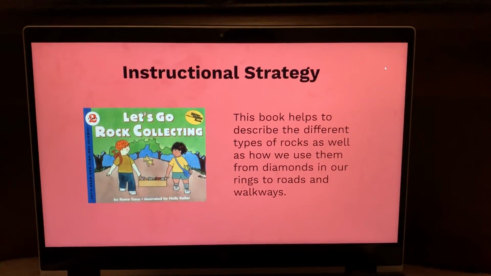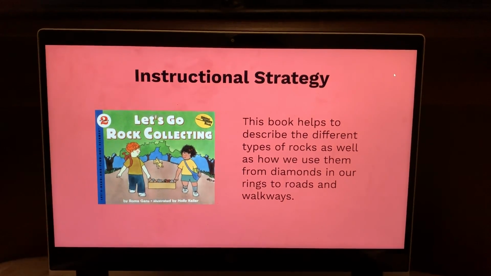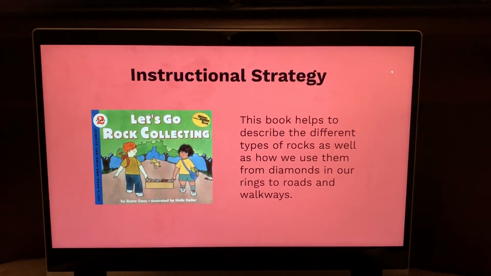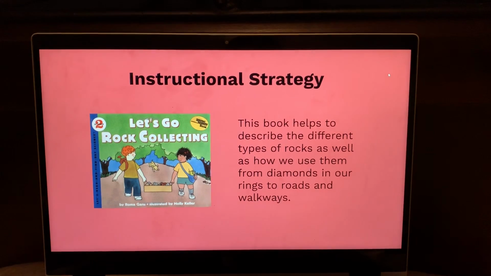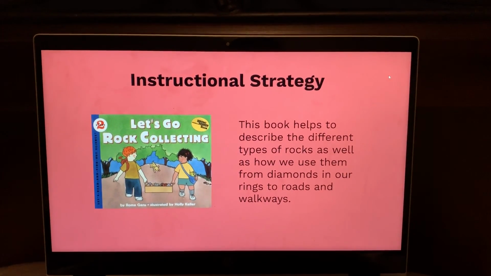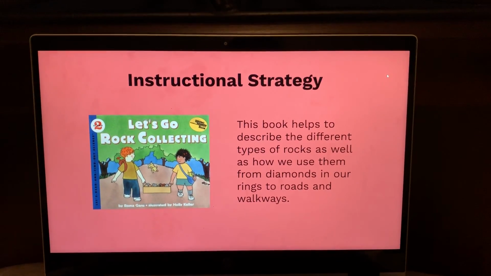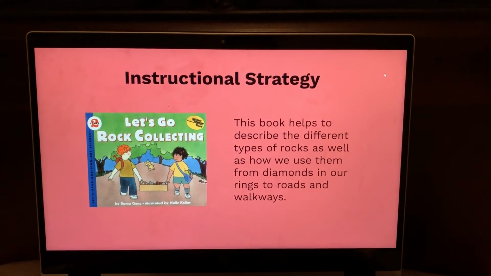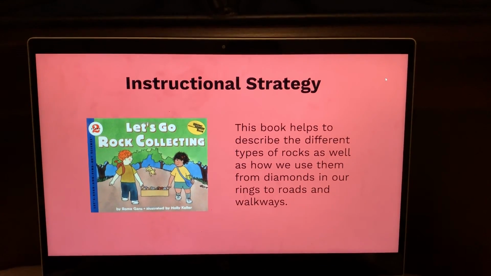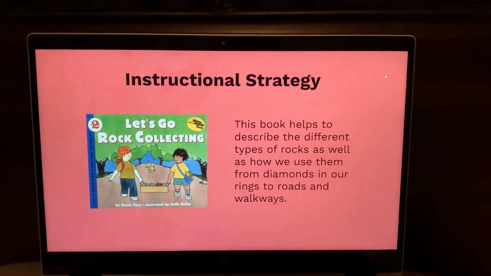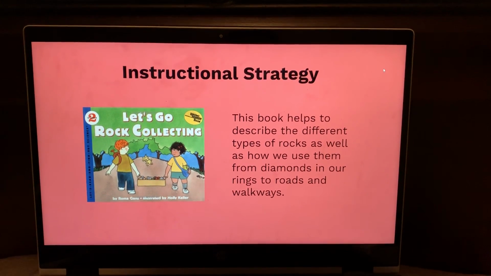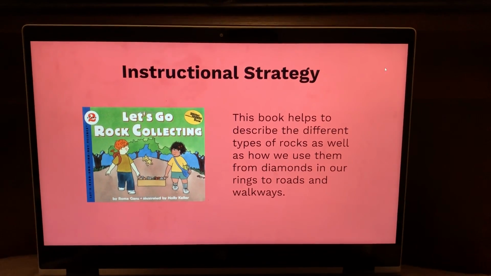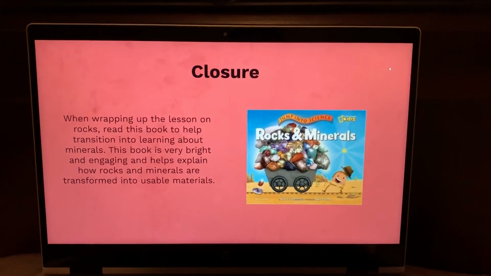The instructional strategy would be using this book, Let's Go Rock Collecting. This was a neat little book that helps describe the different types of rocks, and it also helps to describe how we see them in day-to-day life. One example is diamond rings. You can actually form a diamond out of a rock, and also to let them know that rocks can make up roads and walkways. So it's a neat little book.